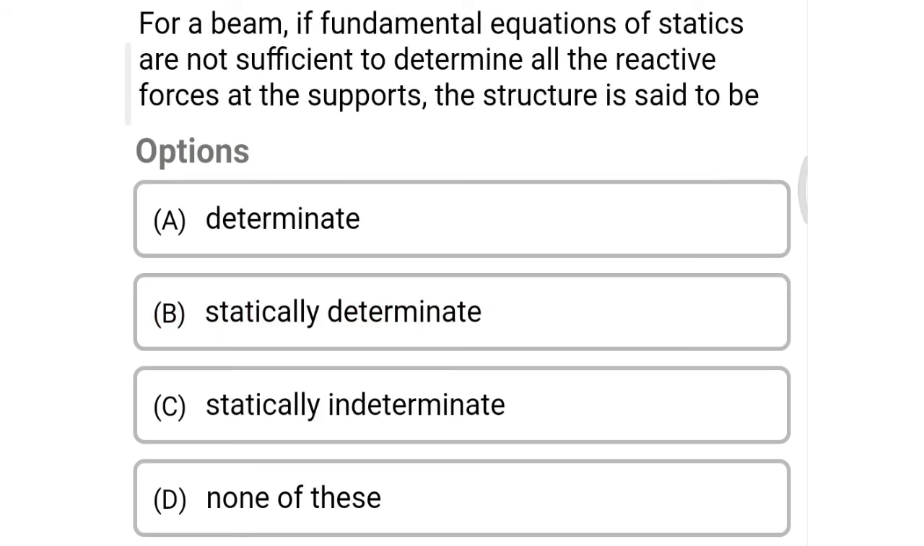Next question, for a beam, if fundamental equations of statics are not sufficient to determine all the reactive forces at the supports, the structure is said to be option A determinate, option B statically determinate, option C statically indeterminate, option D none of the above. So the correct answer is option C statically indeterminate.